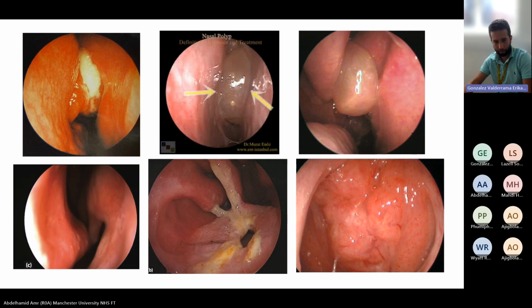What about this picture? I can see the adhesions. Lots of adhesions, right? Lots of crusting. What about here? What's going on there?